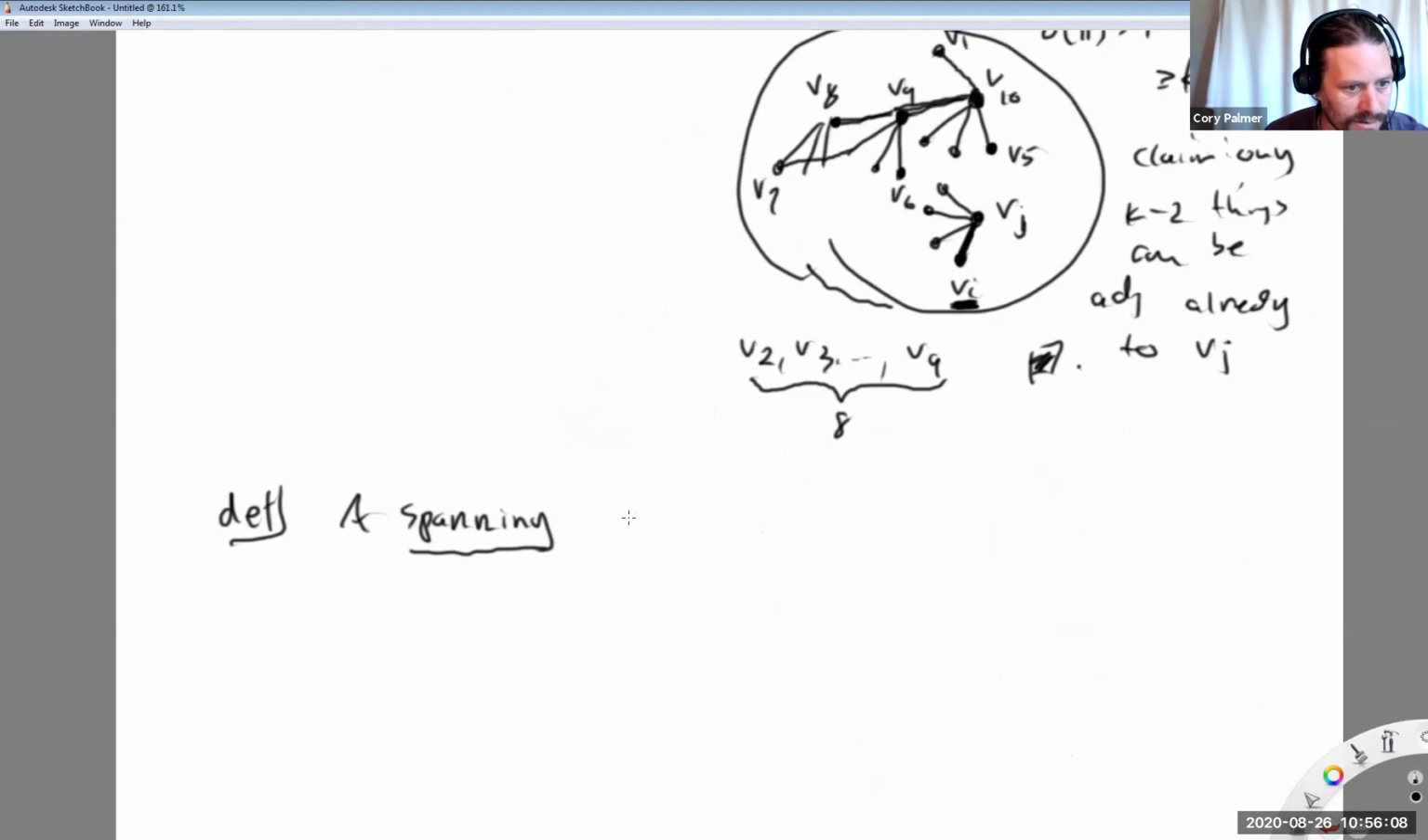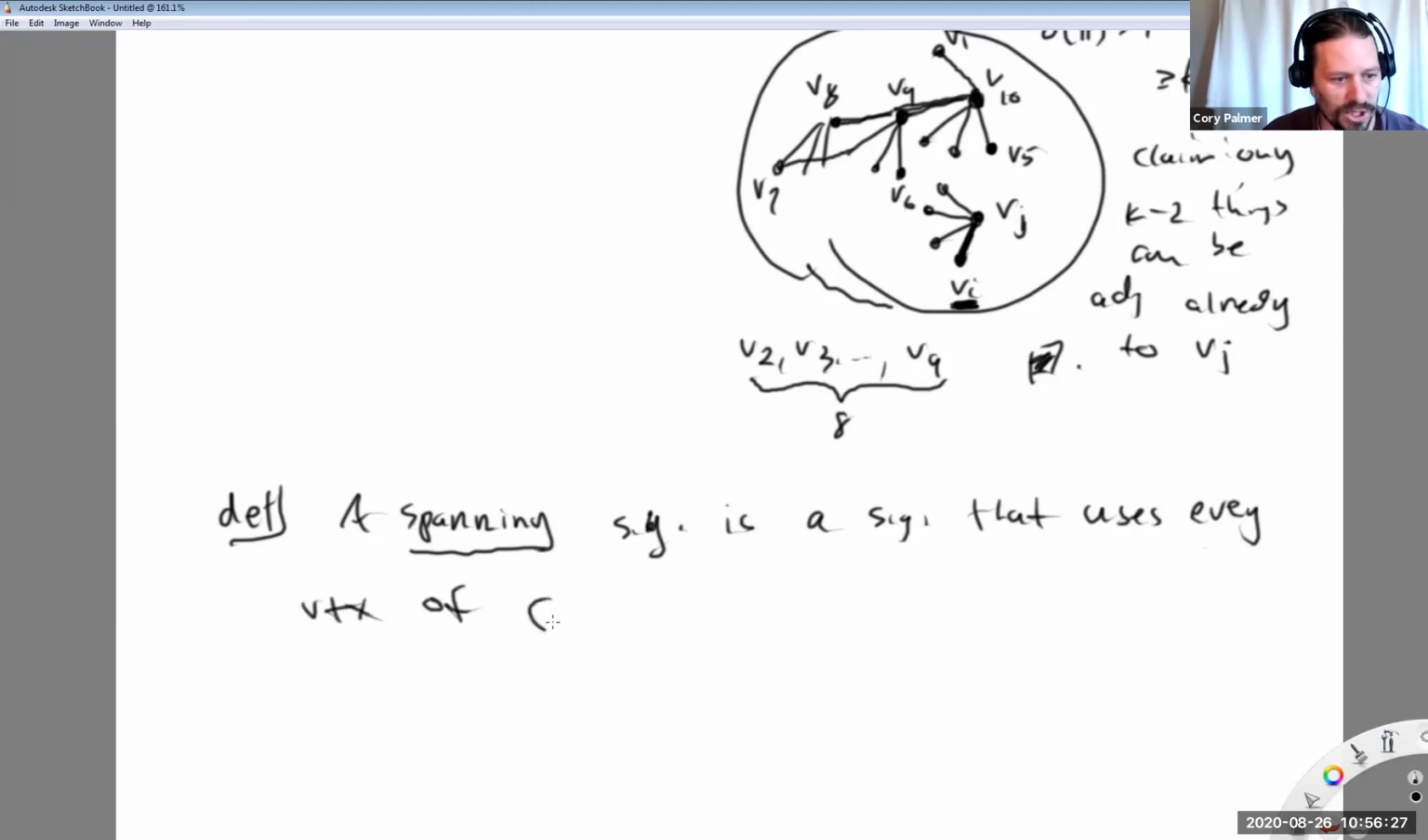Spanning subgraph. It's just simply a subgraph that uses every vertex of the original graph. So a spanning subgraph of G is a subgraph that uses every vertex of G. Okay, maybe it doesn't use every edge. G itself is a spanning subgraph of G, not too interesting, but there can be other spanning subgraphs of G.